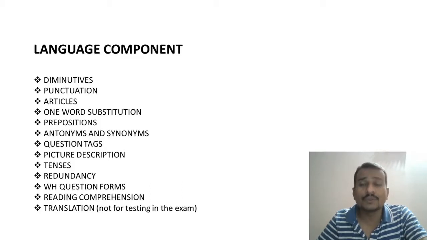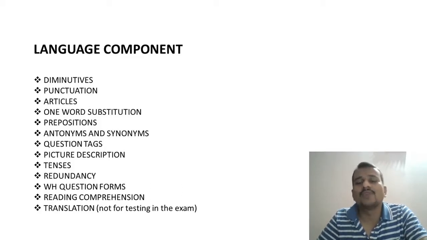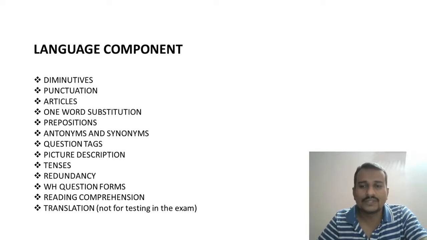Prepositions. Prepositions are relational words which relate a noun with the other parts of the sentence. Then antonyms and synonyms. Again, they are studied or practiced as a part of vocabulary building. Antonyms are words with opposite meanings, and synonyms are words with nearly the same or the same meaning as a given word.